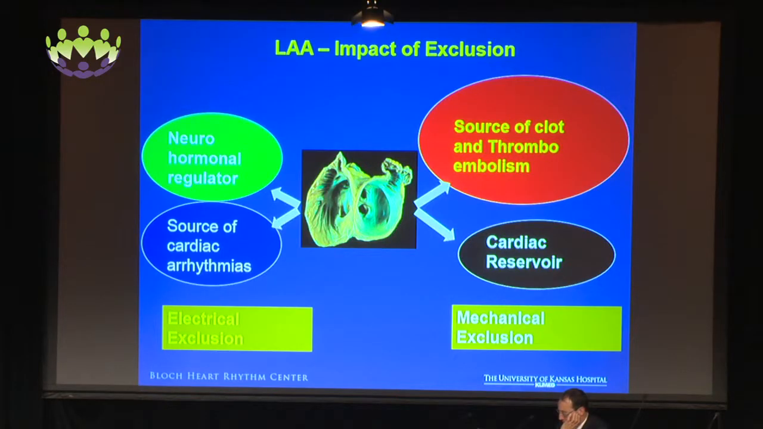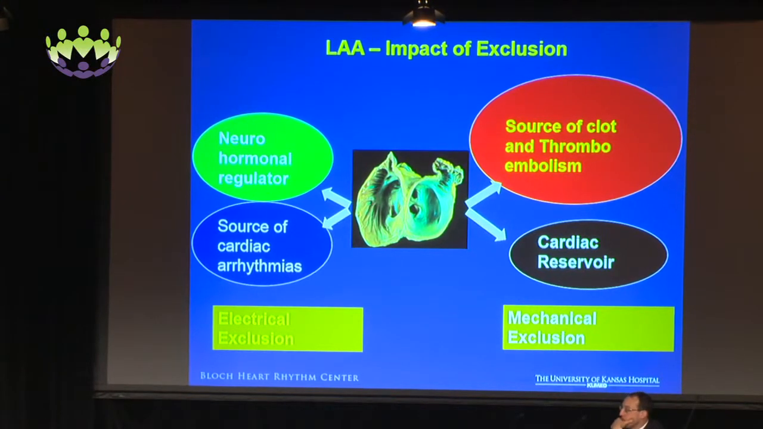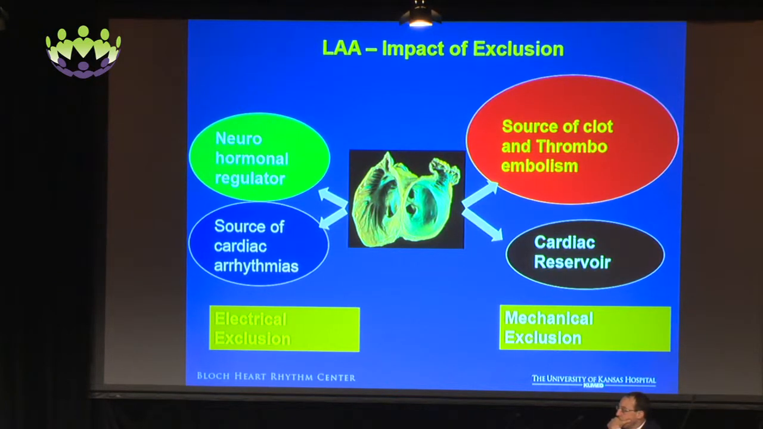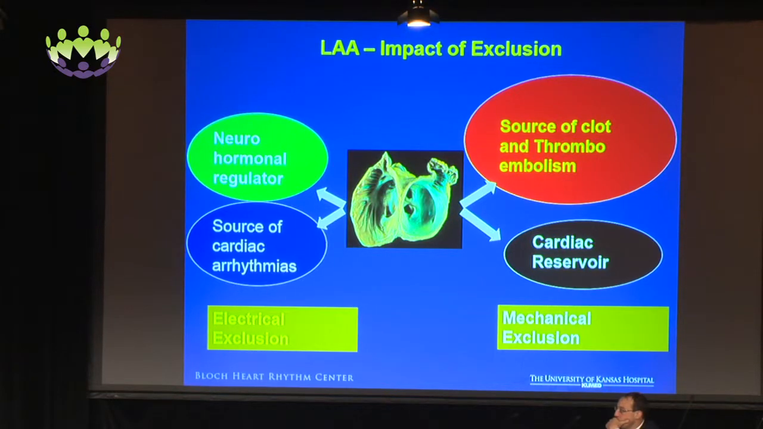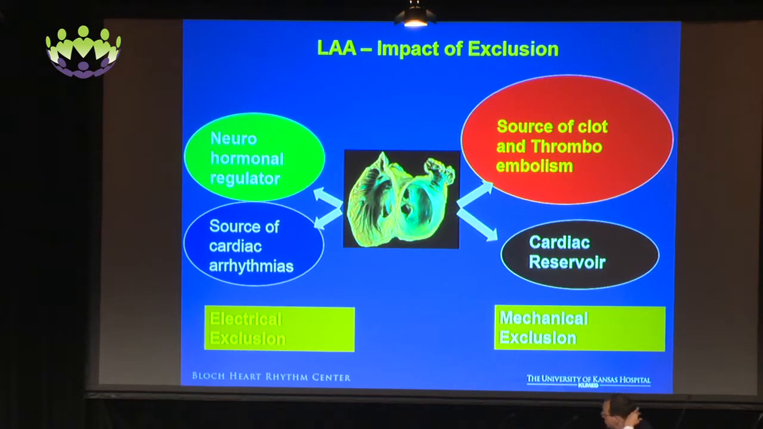So from a functional aspect, if you look at the left atrial appendage, what is it that we're going to do to it if we ligate it or occlude it? I think if you created an electrical exclusion, which is possible by doing an epicardial ligation using an LAA device or an AtriClip or something else, you can affect the neurohormonal regulation, or you can probably affect the appendage as a source of cardiac arrhythmias. And then from a mechanical aspect, you could potentially reduce the clot formation and systemic thromboembolism, and the so-called cardiac reservoir function.